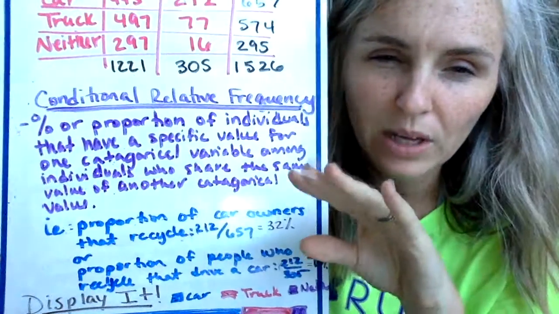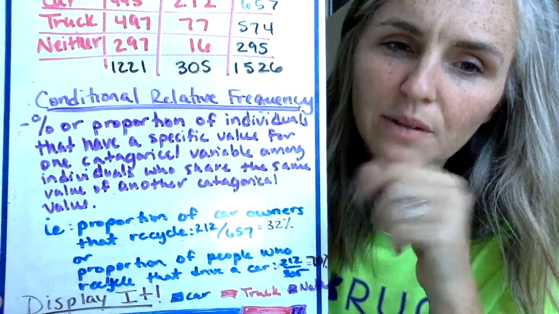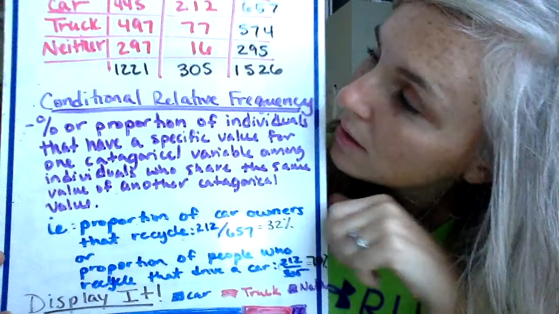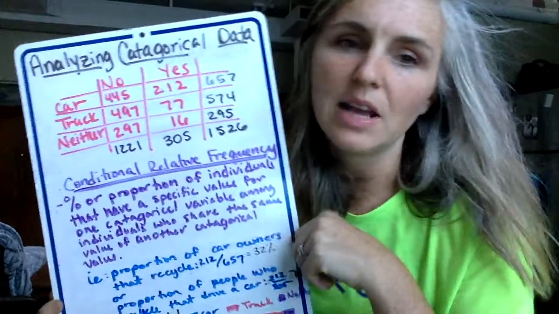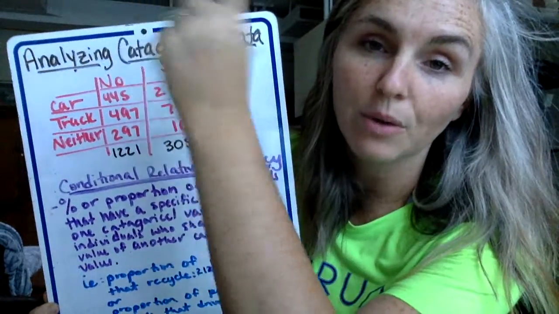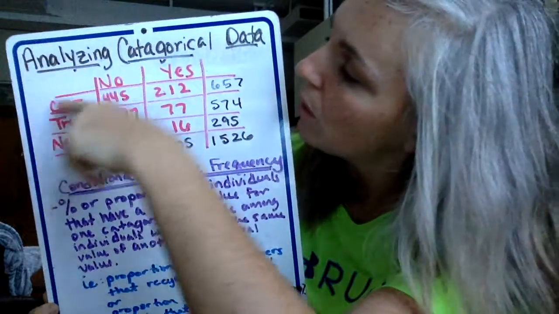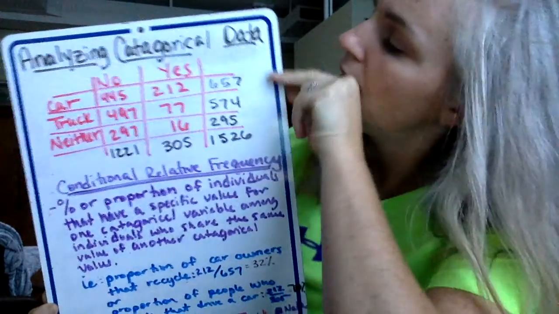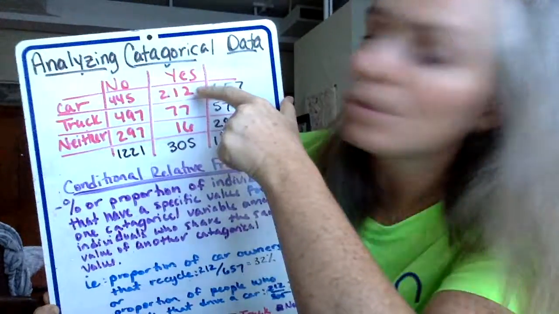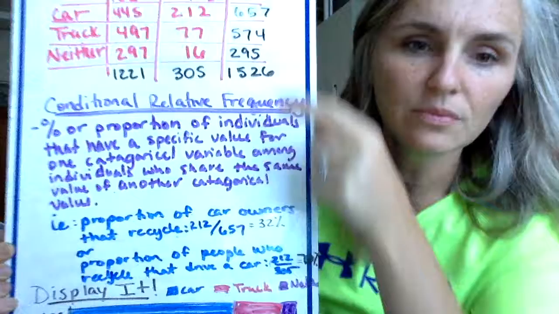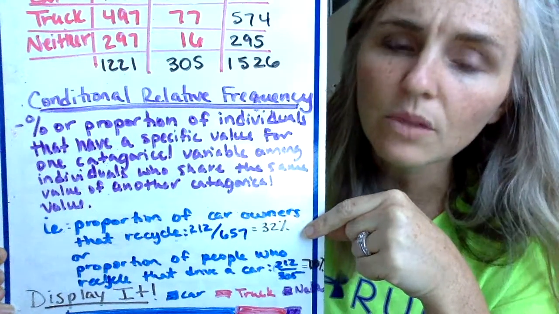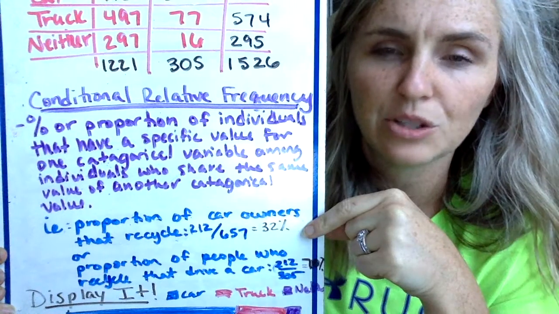That's really wordy and a little confusing, but an example might be the proportion of car owners that also recycle. If I'm looking at my table, I'm looking at all the car owners. Remember, you always start with what the sentence starts with. So I'm looking at all the car owners. There's 657 of them, and 212 of those also recycle. So the proportion of car owners who recycle would be 212 out of 657, which is 32%.